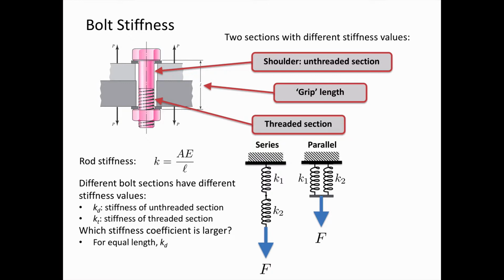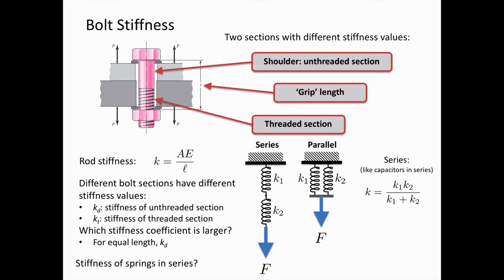Now, how are we going to combine the stiffness of these two different sections? We can think of this as two springs in series. They're stacked on top of each other. And so whether we're compressing or extending the springs, we need to learn how do we take K1 and K2 and combine them together to get the overall stiffness. This is different from springs in parallel that are shown on the right.